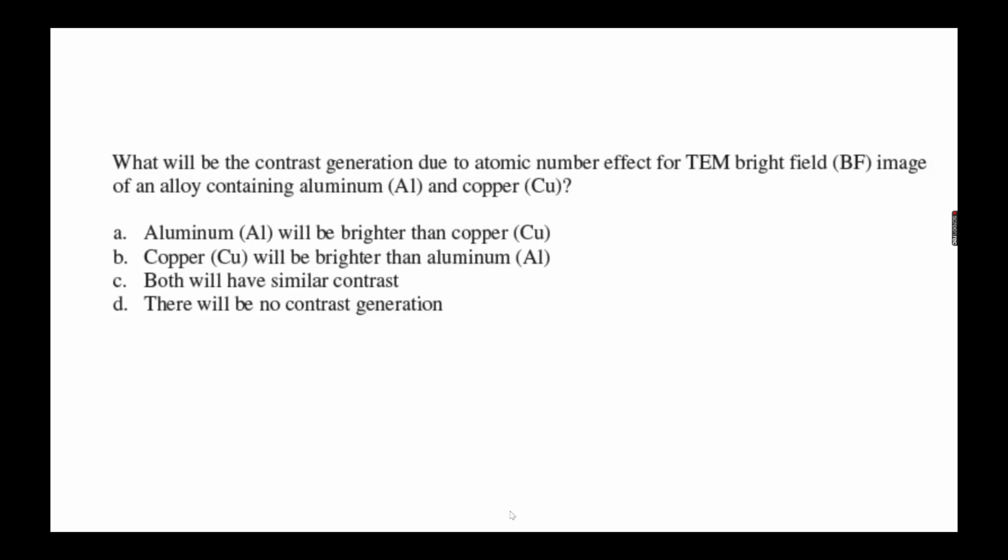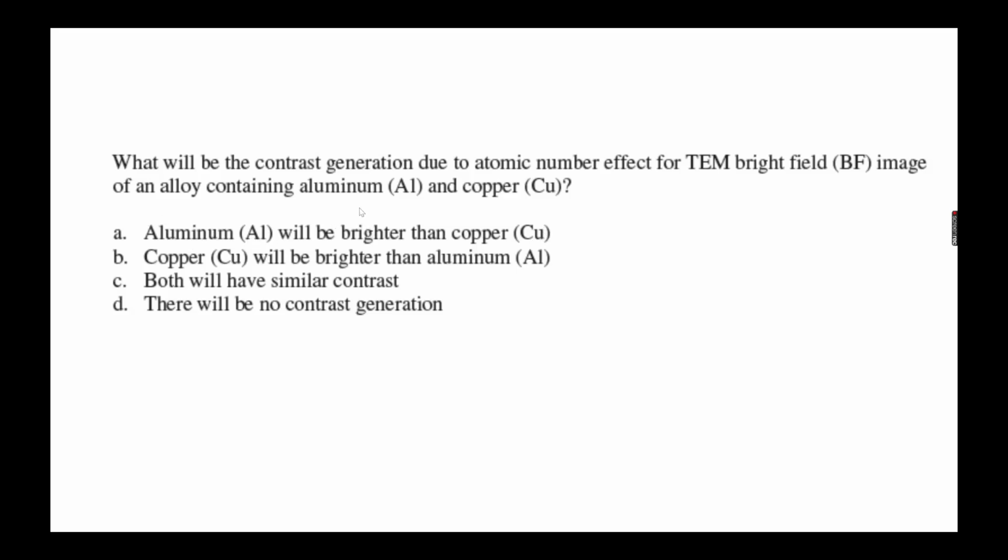Since the element which is heavier, or which has a higher atomic number, will show dark, here aluminum is lighter as compared to copper, so the copper will be darker, and the aluminum will be brighter.